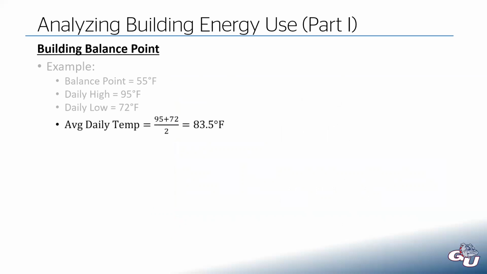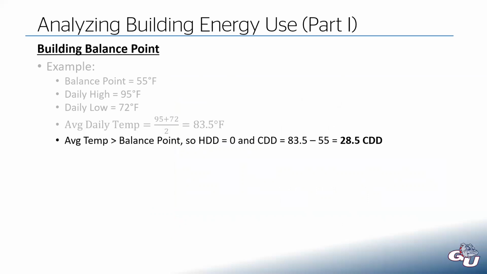So if you calculate your average daily temperature, 83.5 degrees Fahrenheit. So in this case, because our average temperature is above our balance point, that indicates a warmer day. So our heating degree days is 0. Cooling degree days will be the average daily temperature minus the balance point. And so for that day, you get 28.5 cooling degree days.